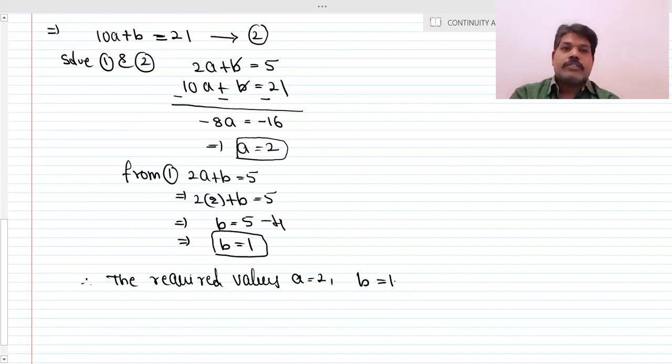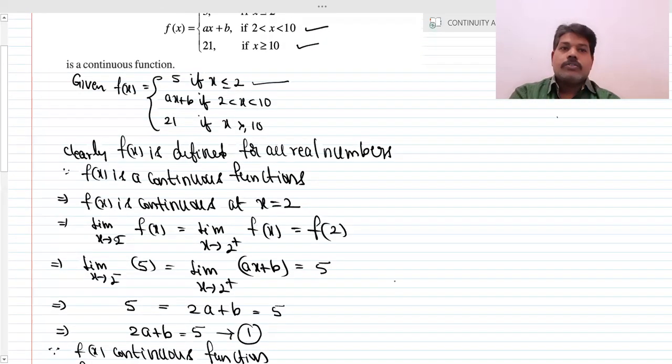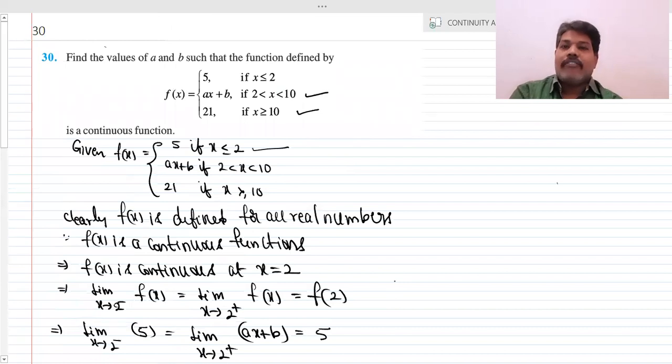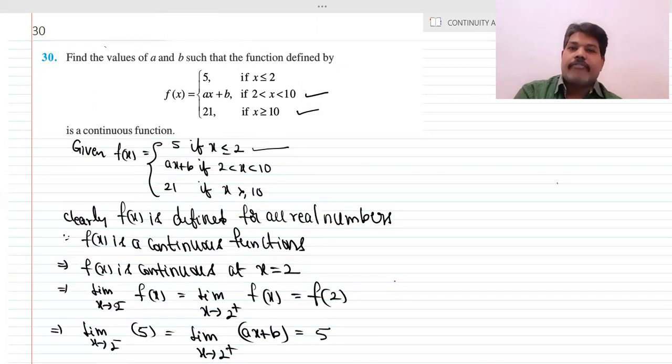See that question once again, students. Given that the function f is a continuous function, they are asking what the a value and the b value are. Clearly the function is defined for all real numbers, for x less than 2, 2 less than x less than 10, and x greater than or equal to 10. So the function is a continuous function, already given.